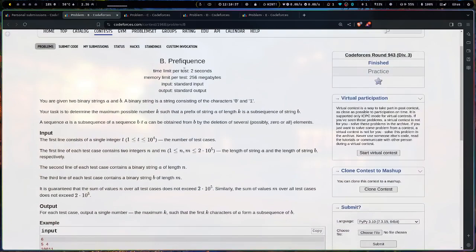Okay, so the next question is Prefix Subsequence. We will see what this is. You are given two binary strings a and b. Everyone knows what a binary string is, which contains only 0 and 1. Your task is to determine the maximum possible number k such that the prefix of string a of length k is a subsequence of string b.